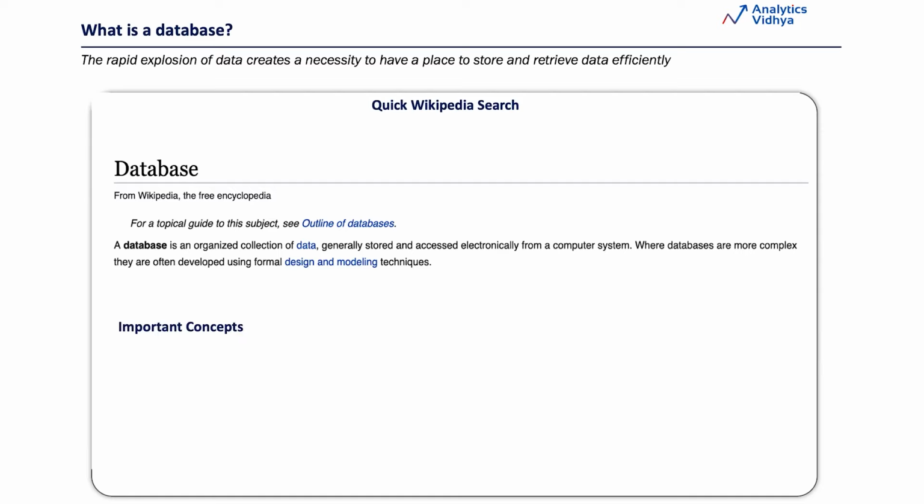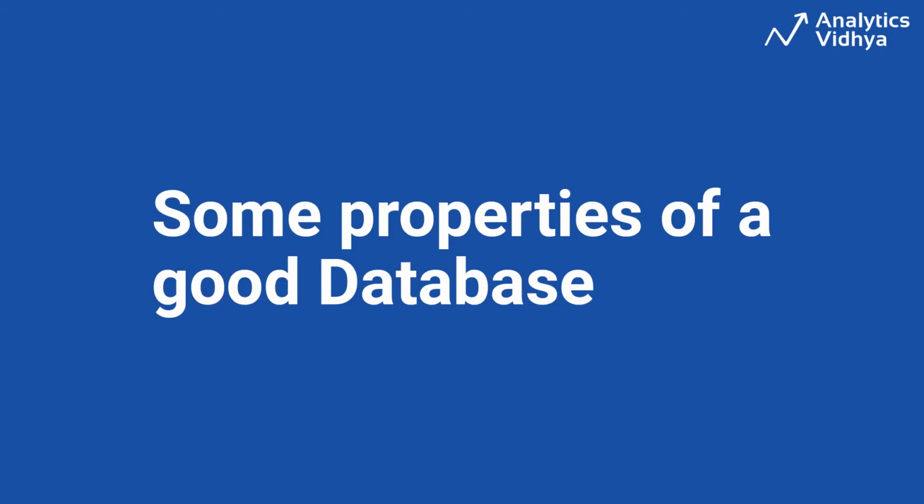Note the important concepts here. It's a collection of data. It's organized, meaning we can query it efficiently, and it's stored and accessed electronically. In the next video, we'll look at some properties to expect from a good database.